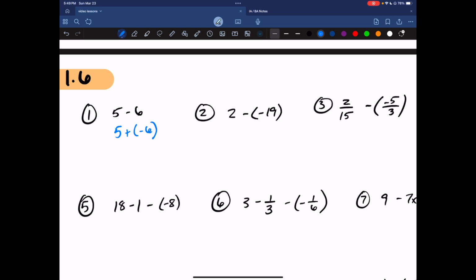But either way, 5 is positive, 6 is negative. 6 is bigger than 5. So if I take 6 away from 5, I'm going to be in the negatives, and it's going to be -1.